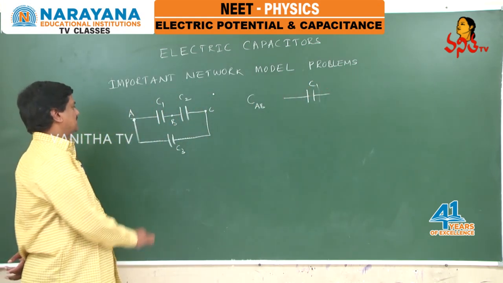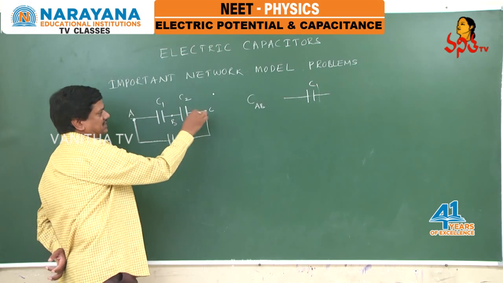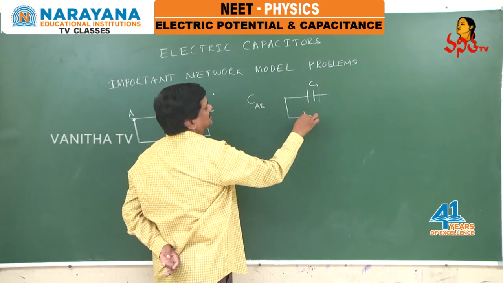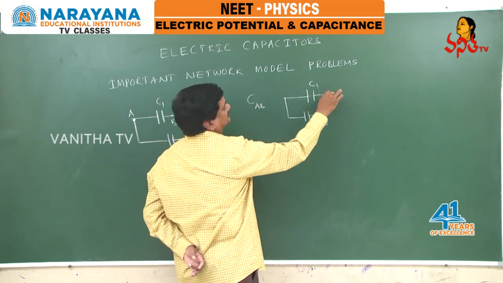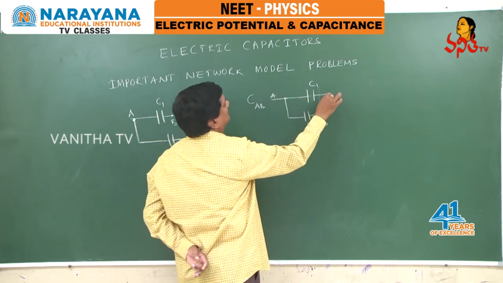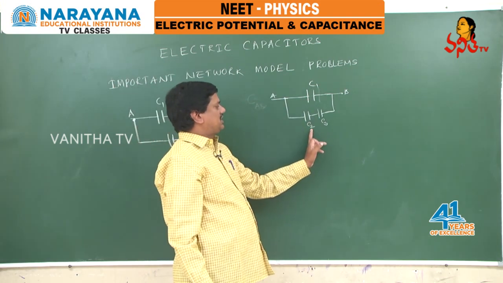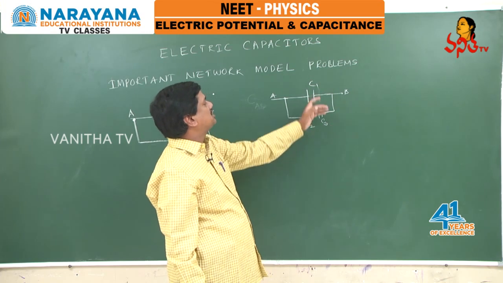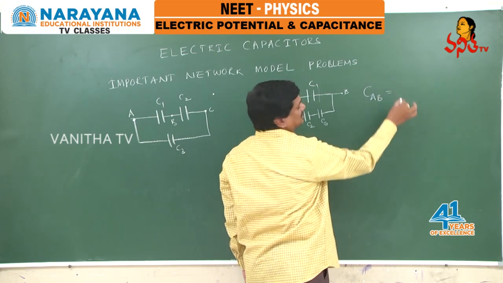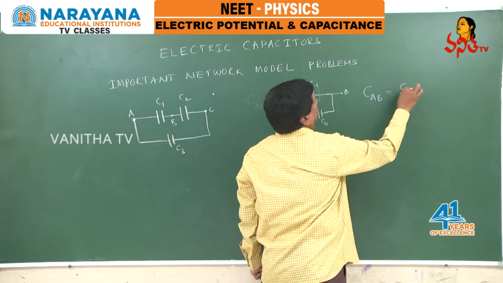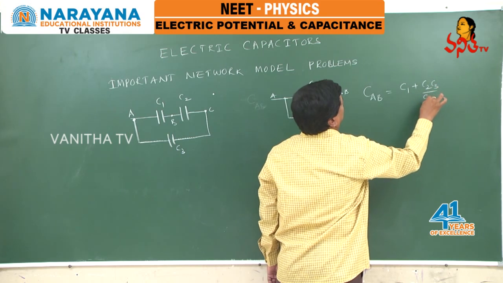C1. There is an alternate path to reach point B. First I have to pass through C3 and C2 also. So I will write like this. So there is an alternate path, that is C2 and C3. So this is point A and this is point B. If you observe here, C2 and C3 are in series and that combination is parallel to C1. So the resultant capacitance between A and B equals C1 in parallel with the series combination of these two. In series combination, we can write it as C2 C3 by C2 plus C3.